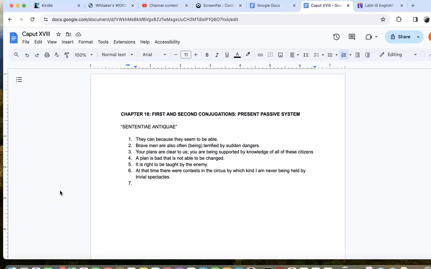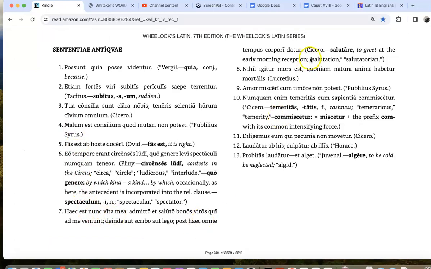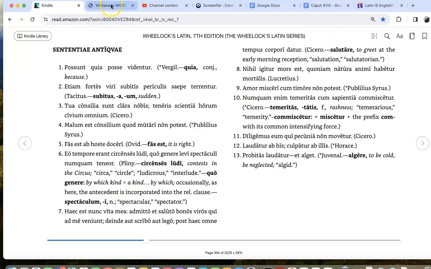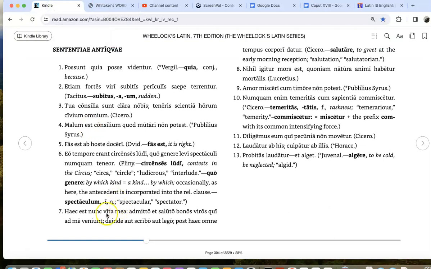All right, let's move on to number 7 here. And this one is a little bit longer, so we're probably going to have to spend some time looking up some words on this one. It's by Cicero. So when you take the time to look up words in the back of the book, a dictionary or Whitaker's Words, you're going to have something like this.